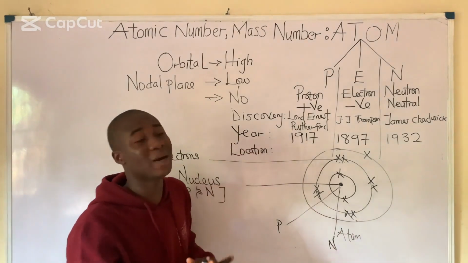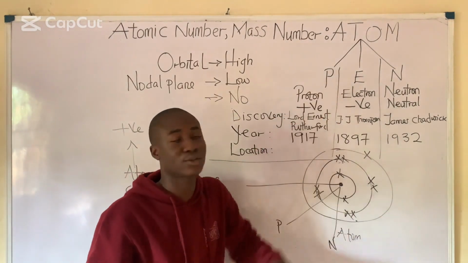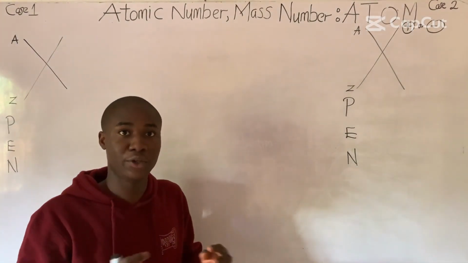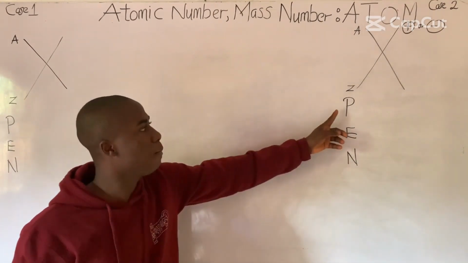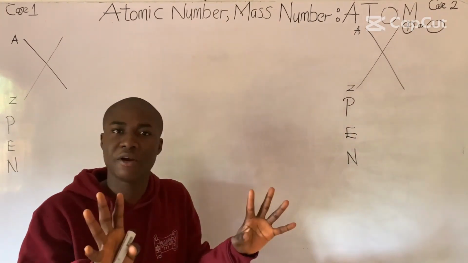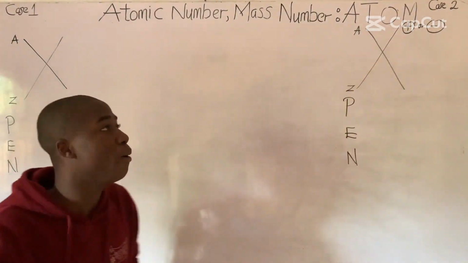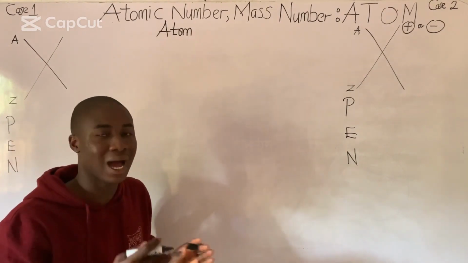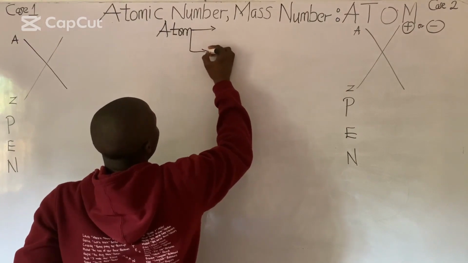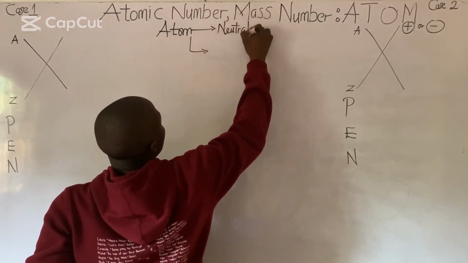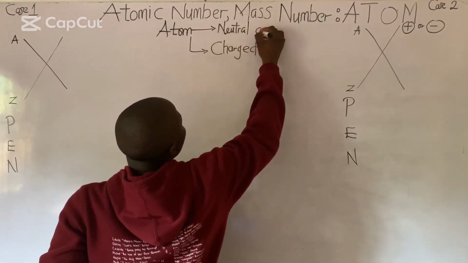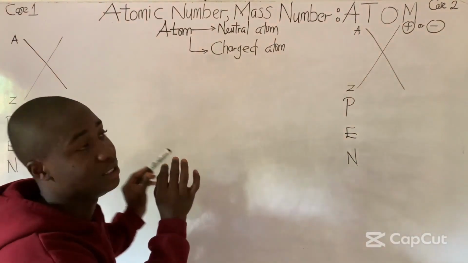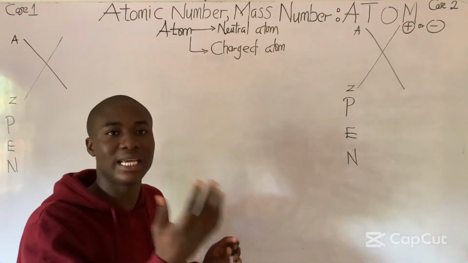So let's get into the other part of this video lesson, which is determining the numbers of protons, electrons, and neutrons found in an atom. Okay guys, this is one of the most important parts of this video lesson. It is very easy. Now, these two representations written on the board, both of them are called atoms. But one of them is neutral and the other is charged. We have to take note of this, because it is going to help us in determining the numbers of protons, electrons, and neutrons found in these atoms.